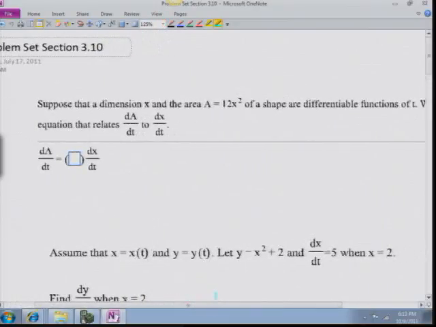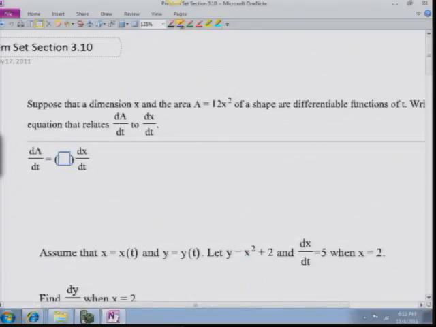Suppose that a dimension x and the area A equals 12x squared of a shape, we don't know what that shape is, are differentiable functions of t. Write an equation that relates dA dt to dx dt. So, that might sound a little confusing. Let's take this equation and take the derivative of the whole equation. When you take the derivative of A, what do you get? That's 1A. So you get dA dt, because remember, this is with relation to t.